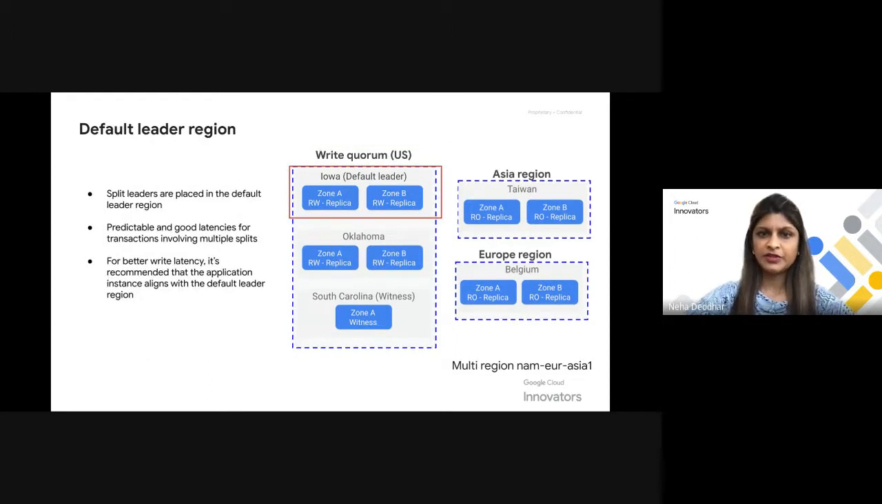One of the read-write regions is designated to be the default leader region. Spanner will place all the split leaders in the default leader region. Having the split leaders in a single region ensures predictable and good latencies for transactions that involve multiple splits. You can change the default leader of your database to align with your application's traffic or your application's primary region if needed.